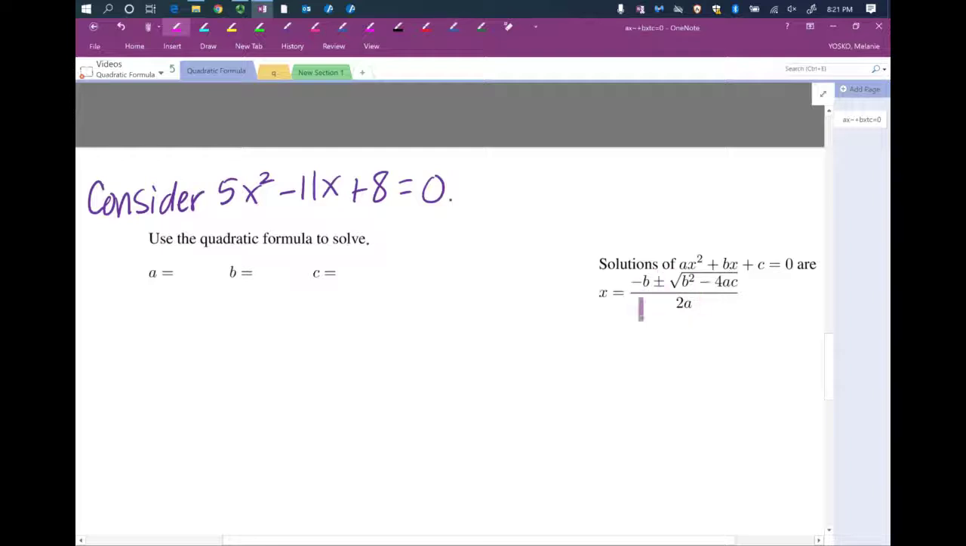So you can Google the quadratic formula. You can hear lots of different quadratic formula songs. There's some to the tune of Pop Goes the Weasel.